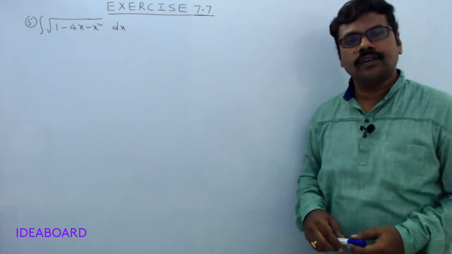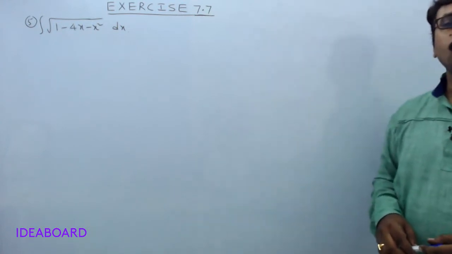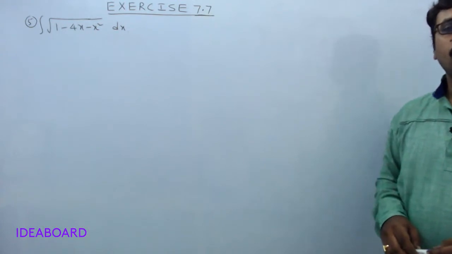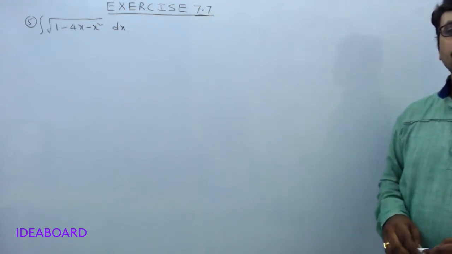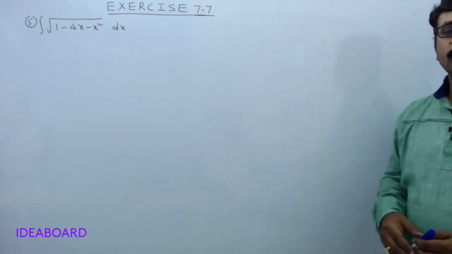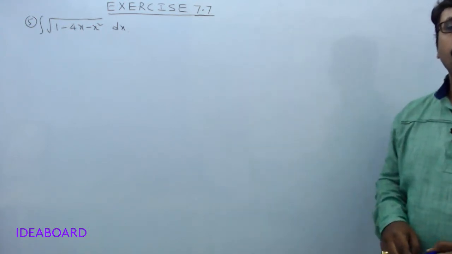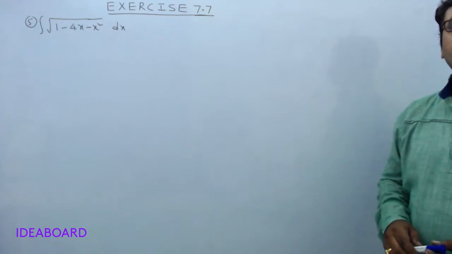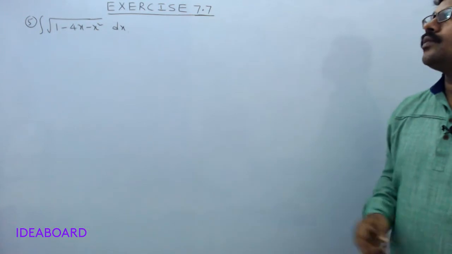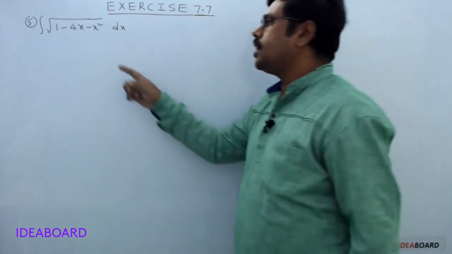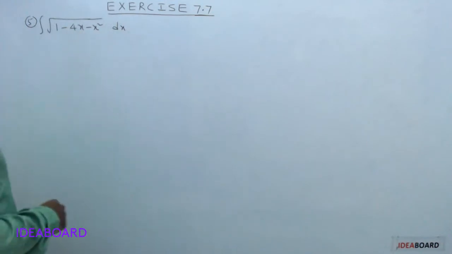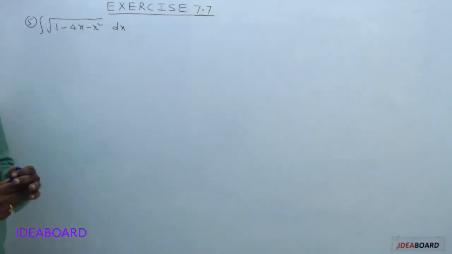In the previous video, we discussed how to evaluate integrals of the type square root of ax square plus bx plus c, and some problems in exercise 7.7 also. Today, I am going to explain the rest of the problems in exercise 7.7. Now come to the given problem: integral square root of 1 minus 4x minus x square dx.